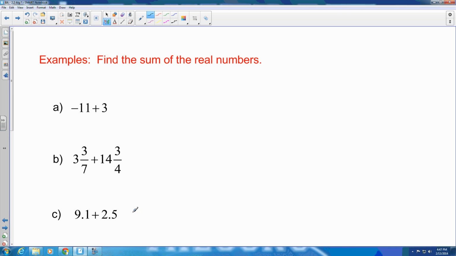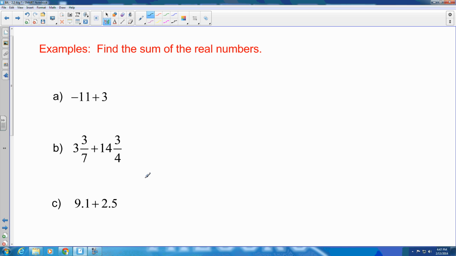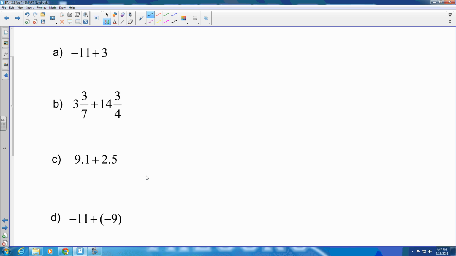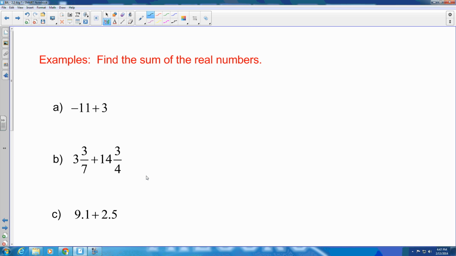Last thing we're going to do, we're going to take a look at some different rational numbers, and we're going to try to find the sums of these. We can use the same methods that we used on the first page and piggyback off of that. Example A, they have different signs. One's negative, one's positive, so I'm going to subtract the difference of their absolute values. That gives me 8, and since the larger absolute value was the negative 11, it's going to be a negative 8.